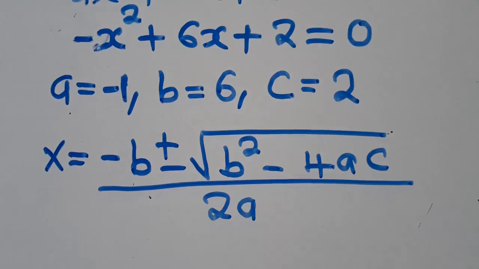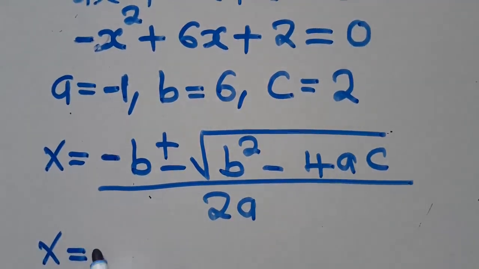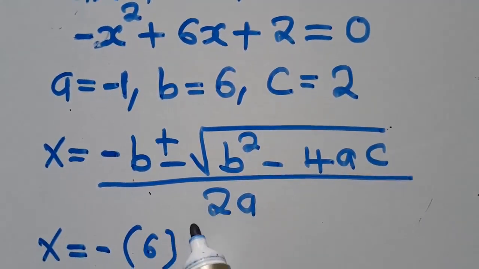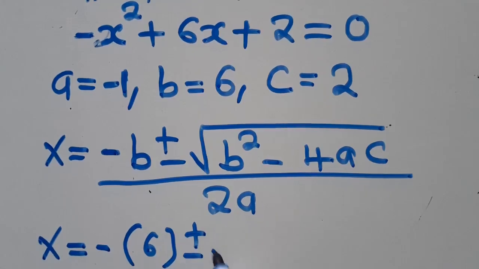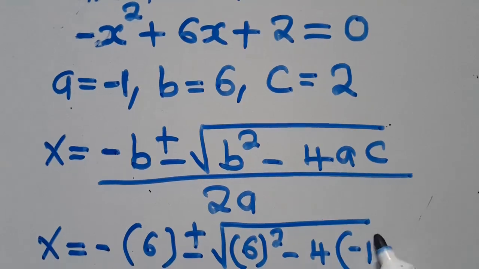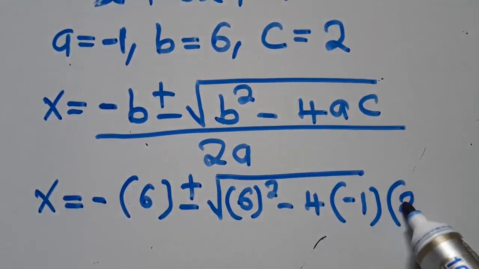So with this, x is now equal to negative b. What is your b? Your b is 6, so you put your 6 there. You say plus or minus, the square root of b squared, which is 6 squared, minus 4 times a, which is negative 1, times c, which is 2. You put your 2 there.